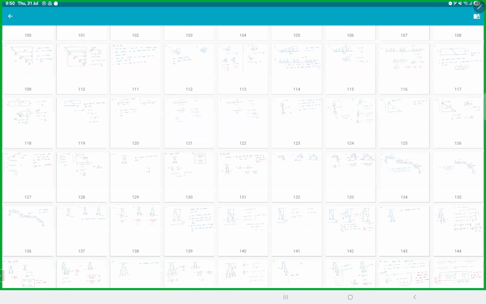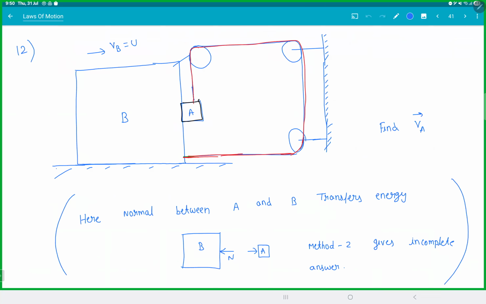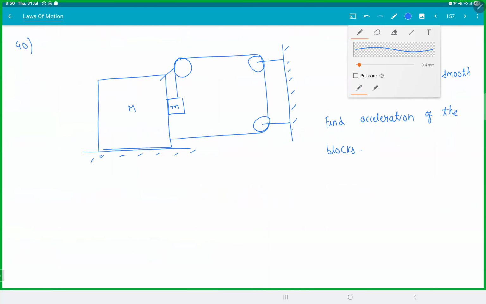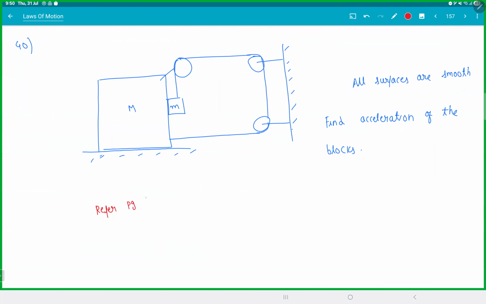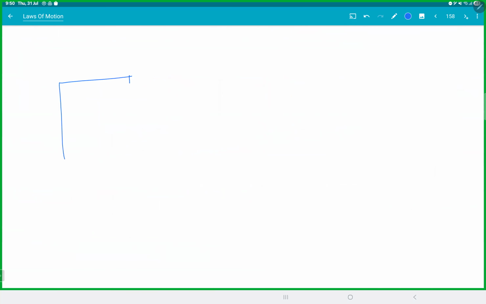And for constraints, you can actually check out here. This was page 41. We have done this here. So step one, free body diagram. Remember, you always include the pulley with the system because it is fixed to it.